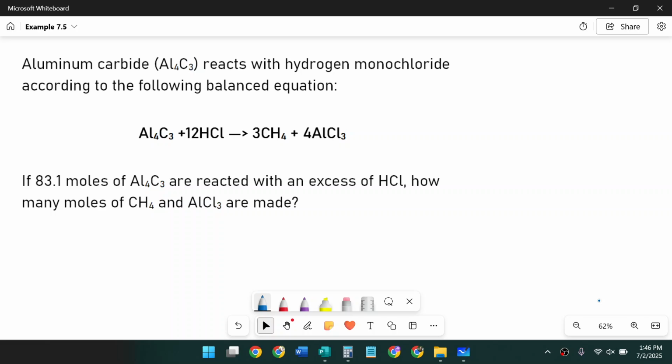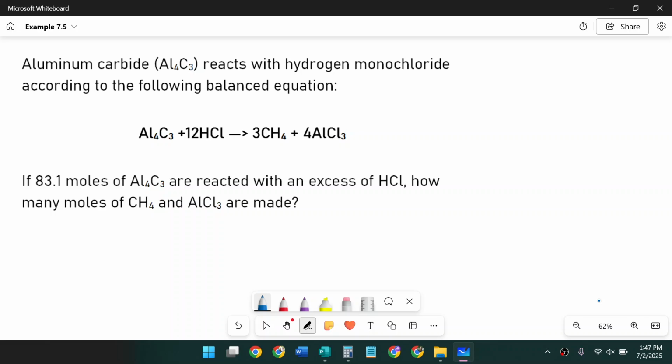This is example 7.5 from Discovering Design with Chemistry. Aluminum carbide, Al4C3, reacts with hydrogen monochloride according to the following balanced equation. So here's our aluminum carbide and here's our hydrogen monochloride, and they've already balanced the equation for us. It produces CH4 and AlCl3.